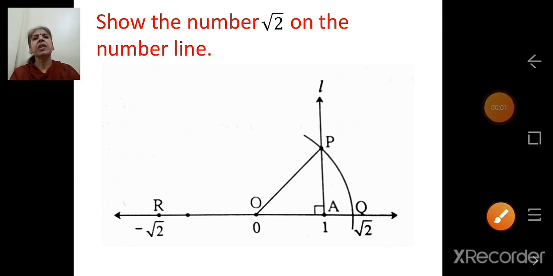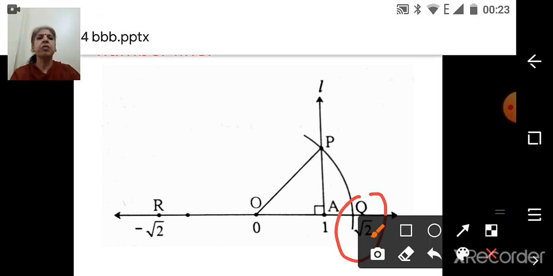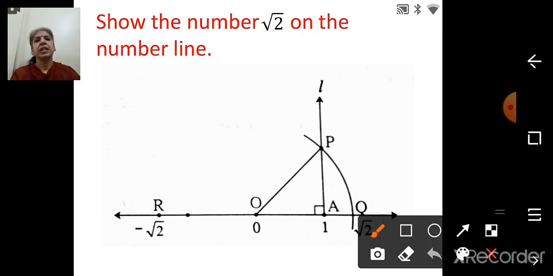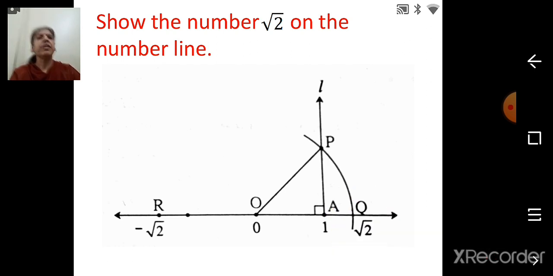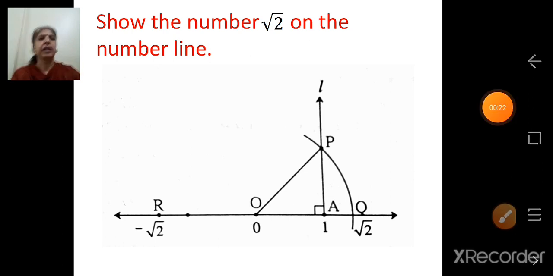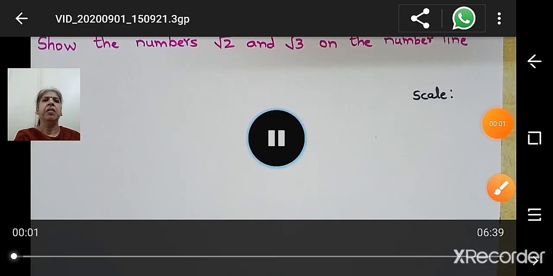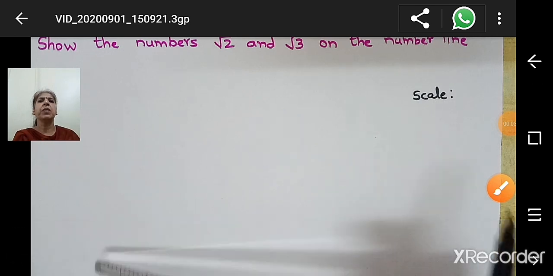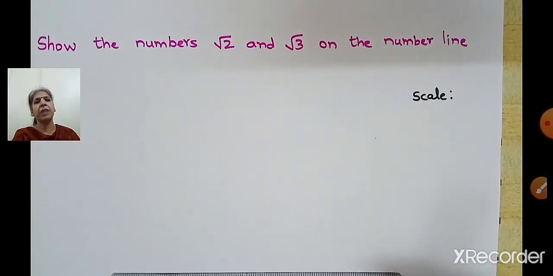So we will also learn to show the number root 2 on the number line. We know that root 2 is an irrational number. So we will learn to show the irrational number root 2 on the number line. So this is root 2, and we will learn to show the numbers root 2 and root 3 on the number line.